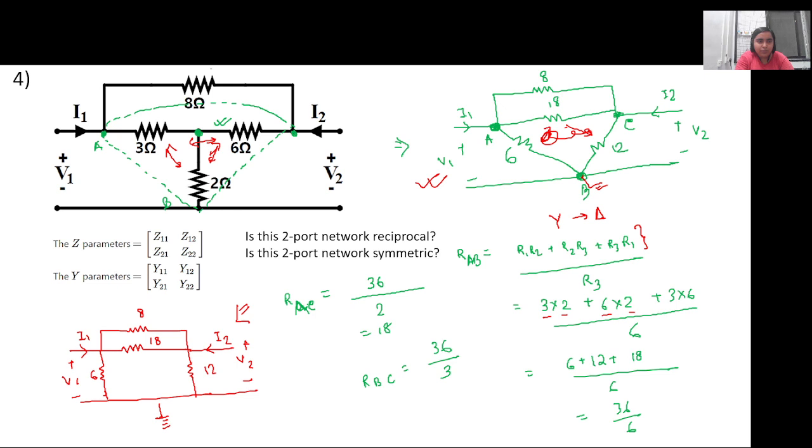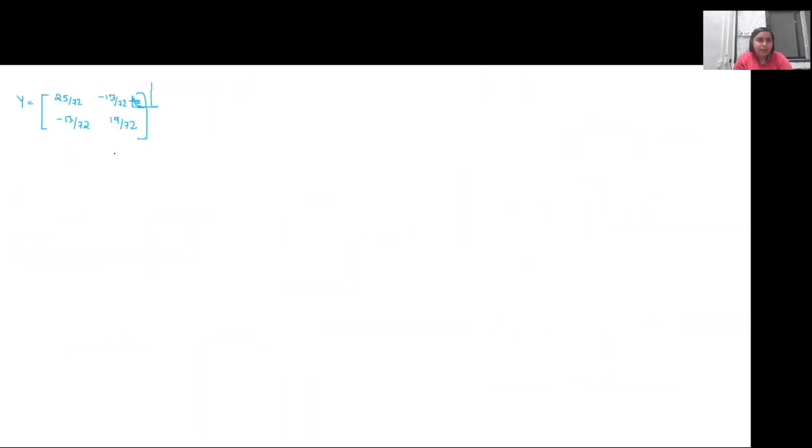Because in the question you are asked to calculate both the z parameter and the y parameter, and then you are asked about whether this is symmetric or reciprocal. So first let us calculate the y parameter. This will be equal to 25 by 72. So 25 divided by 72 is 0.3472. This will be minus 13 by 72, so it is minus 0.18056. This will be again minus 0.18056, and this will be 19 by 72, 0.2638. This is the Y matrix or the admittance matrix.